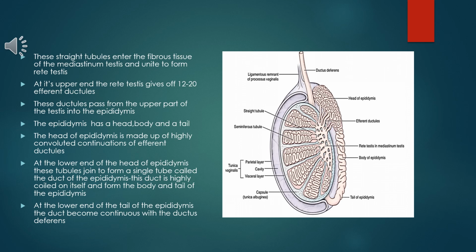The tail of the epididymis, which consists of the duct of the epididymis, continues with the ductus deferens. At the lower end of the tail of the epididymis, the duct becomes continuous with the ductus deferens.